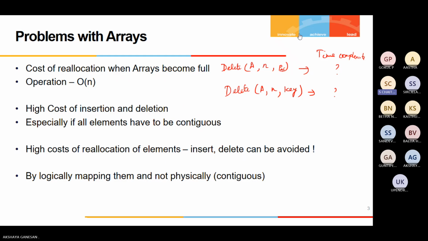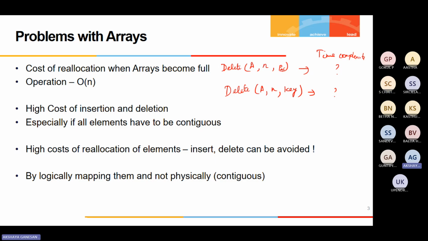Delete with position takes less time. Okay, why? Because we know the index. So what do you think will be the time complexity? After you delete, how do you delete actually if you know the position? We need to shift the elements.